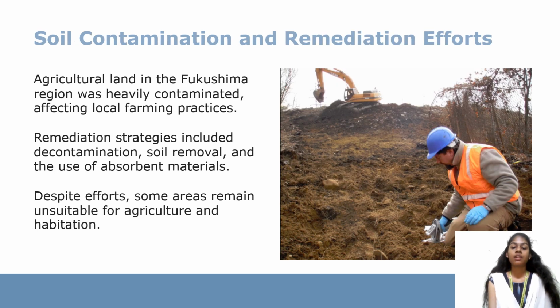Soil contamination and remediation efforts. Agricultural land in the Fukushima region was heavily contaminated, affecting local farming practices. Remediation strategies include decontamination, soil removal, and the use of absorbent materials. Despite efforts, some areas remain unsuitable for agriculture and habitation.